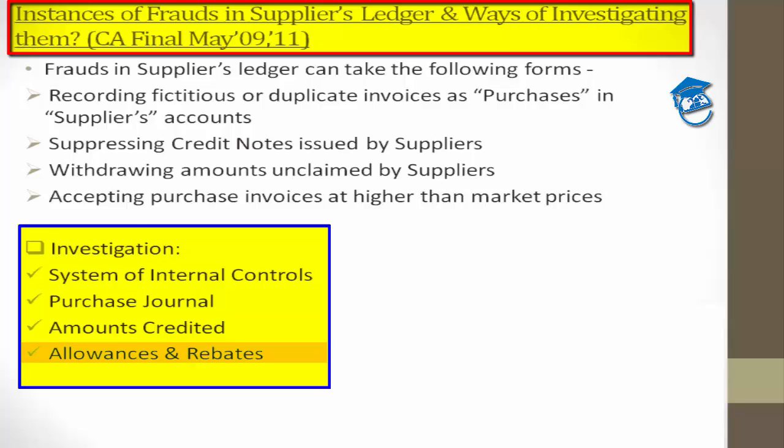Again, this is something which needs to be done from your end as an investigator, or better, as an auditor. You need to check the system of internal controls, the purchase journal, the amounts which have been credited, and the allowances and rebates. I'm sure you guys got complete clarity with respect to each and every aspect that I shared about the instances of fraud in the supplier's ledger and the different ways of investigating them. Shall we proceed further, guys? Perfect.